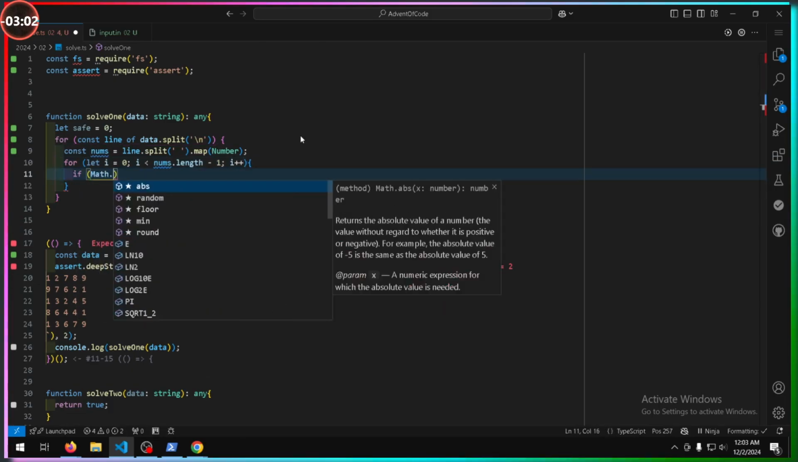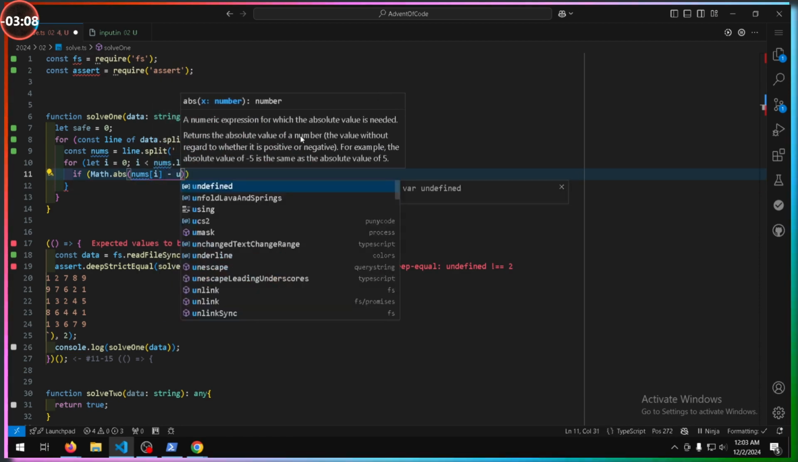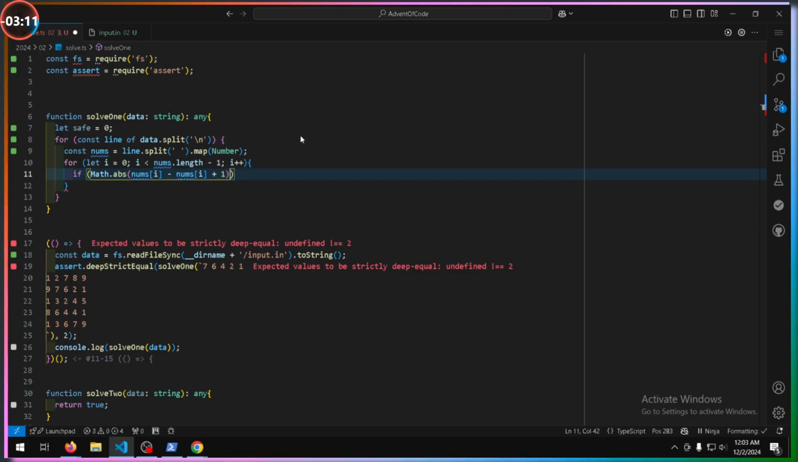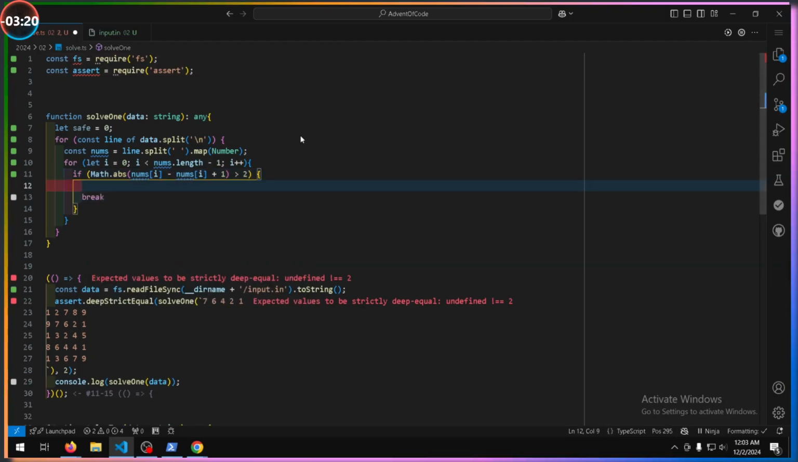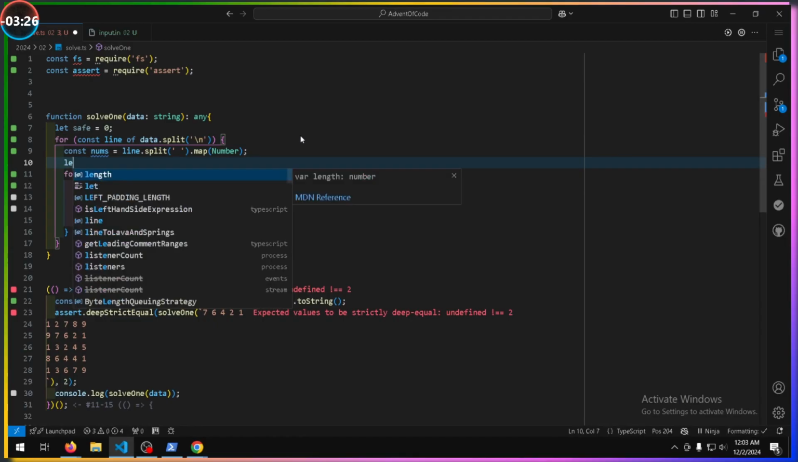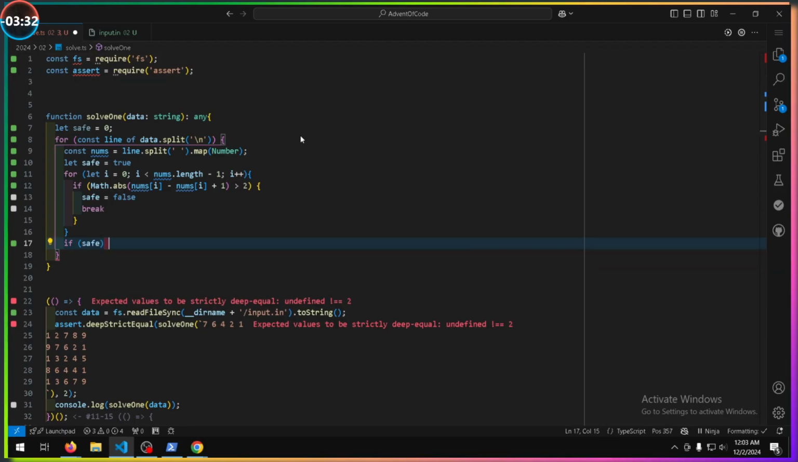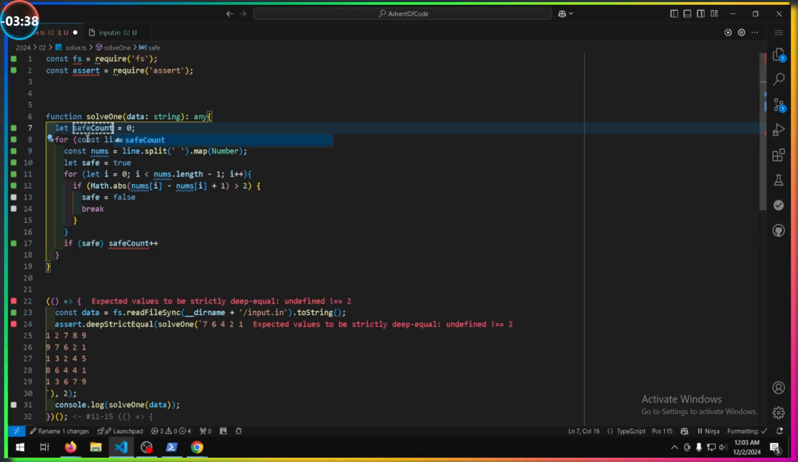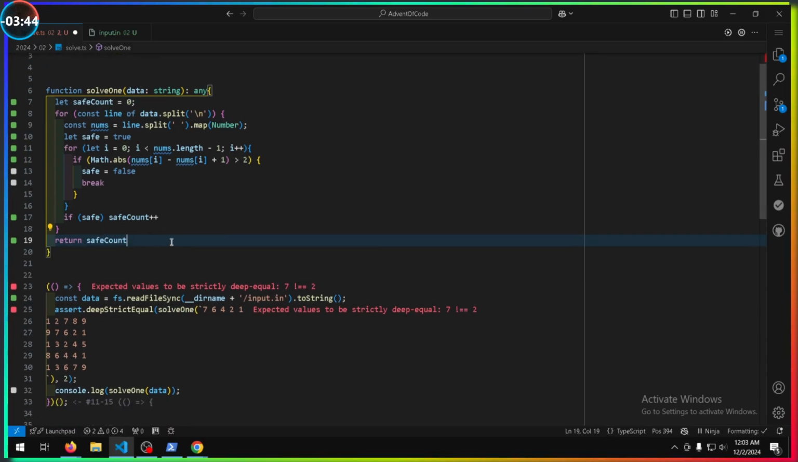If math.abs of nums i minus nums i plus 1 is greater than 2, basically is what we're saying. And then we'll say safe equals false. So we'll start off with safe equals true. There we go. If safe, count plus plus, we'll update this to safe count. Then we'll return the safe count. 7 is not equal to 2.